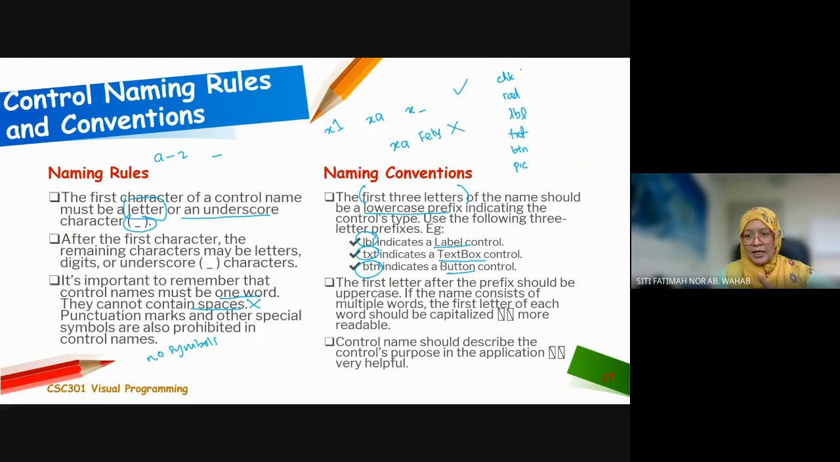character as an uppercase letter. Let's say you have a button exit. So exit you spell with uppercase letter E, followed by the lowercase letters XIT. Understand? If the name consists of multiple words, the first letter of each word should be capitalized. Therefore, it will be more readable.